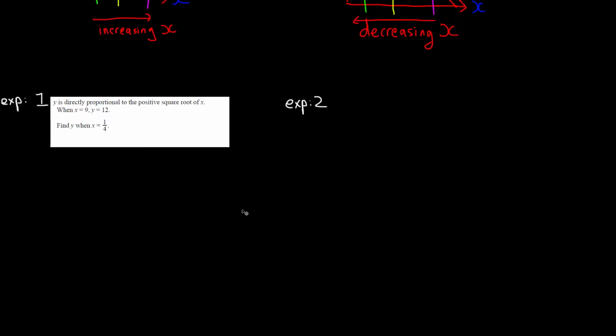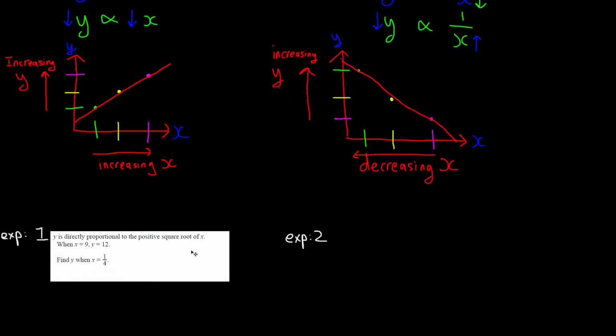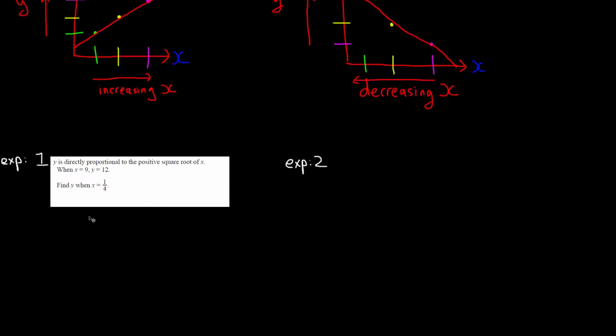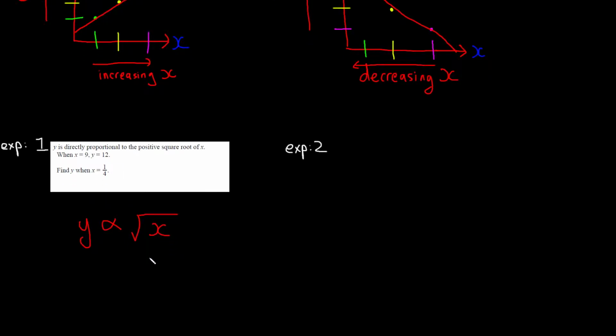Okay, if we were to look at this here, Y is directly proportional to the positive square root of X. When X equals 9, Y equals 12. So this is a directly proportional question. First we write down the relationship: Y is directly proportional to the square root of X. Okay, this is the relationship.